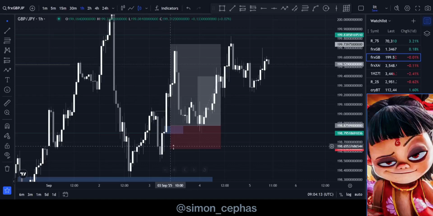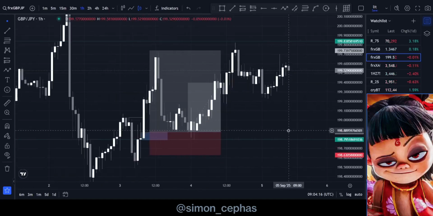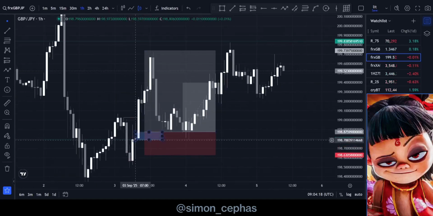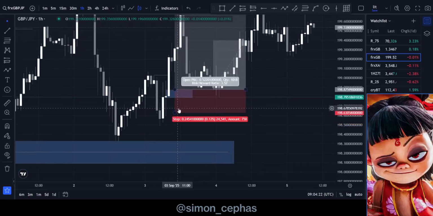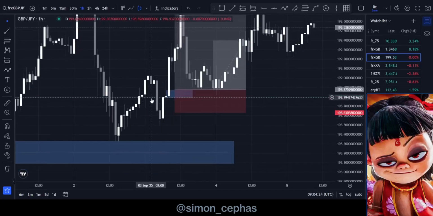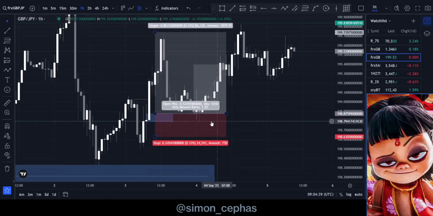So I'll wait for price. This is how I trade. One day I'll make a good video on it. I'll wait for price to retest every point of interest that is below this line. Once it retests and then goes back into the line, I'll now start looking for entry.